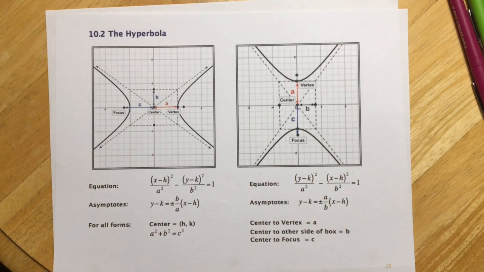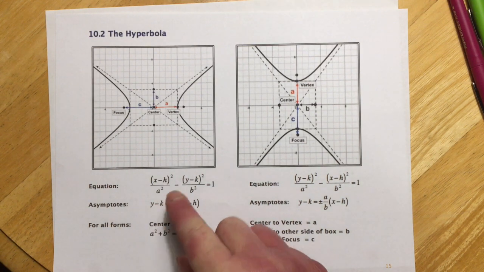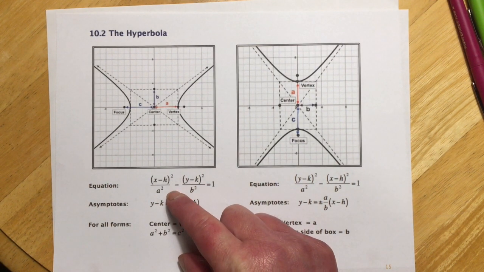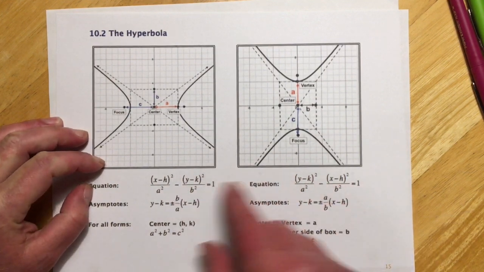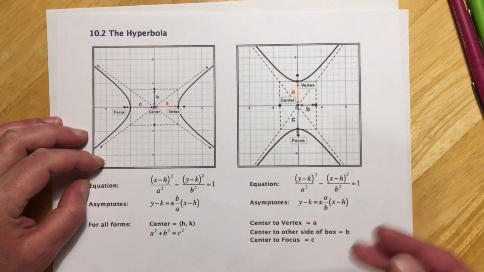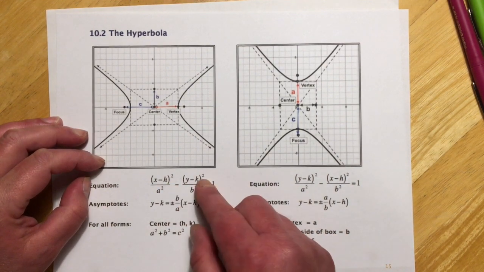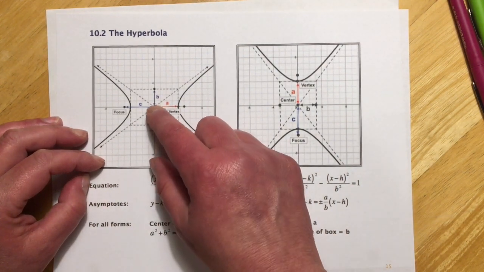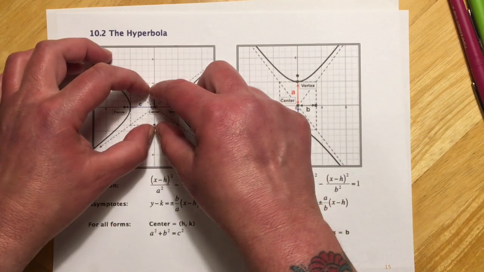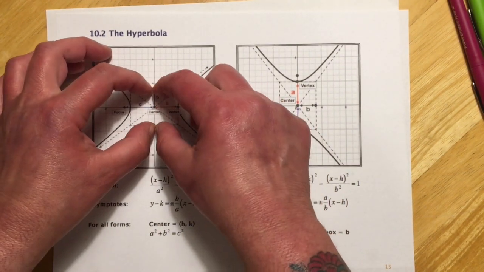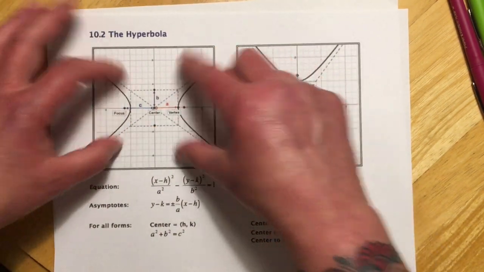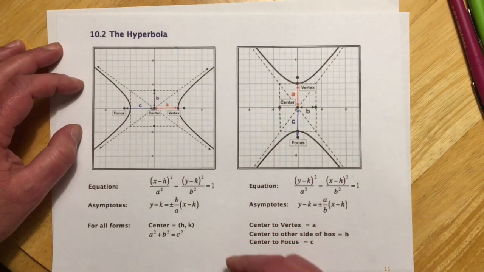Okay, this last section of conics is the hyperbola, and the equation looks a lot like an ellipse. The difference is the minus instead of a plus right here. Other than that, these equations are the same thing as an ellipse. (h, k) is still going to be the center, but this time, instead of this thing folding in on itself like the ellipse did, it's going to expand out to infinity along these asymptotes.